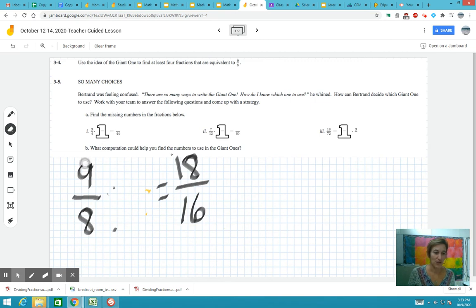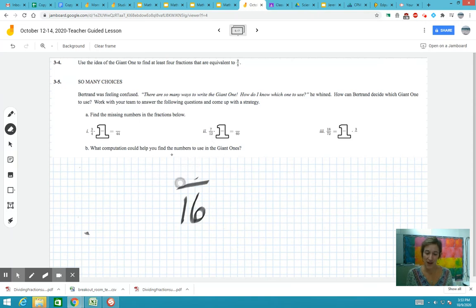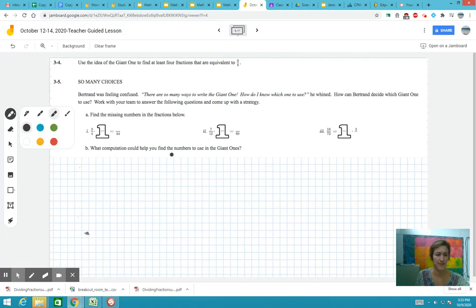Once we leave our video, you will go and complete the rest of these independently. So moving on to 3-5, excuse me, it states, so many choices. Bertrand was feeling very confused. There are so many ways to write the giant 1. How do I know which one to use? He whined. How can Bertrand decide which giant 1 to use? Work with our team, or in this case independently, to answer the following questions and come up with a strategy.